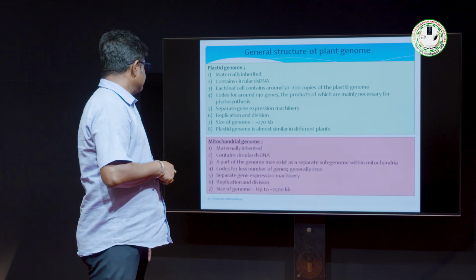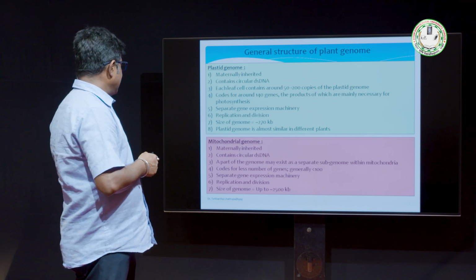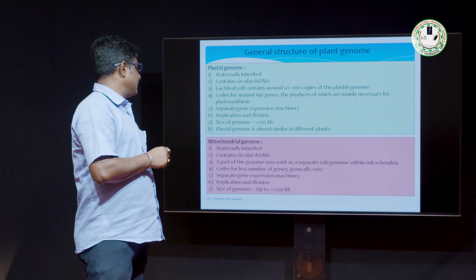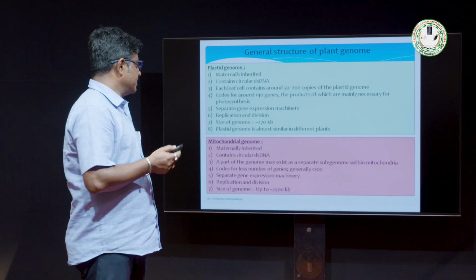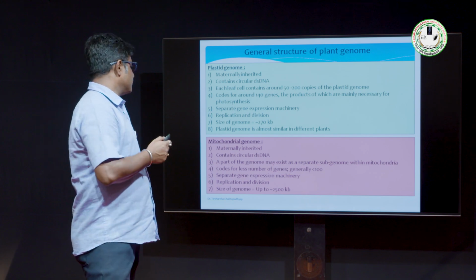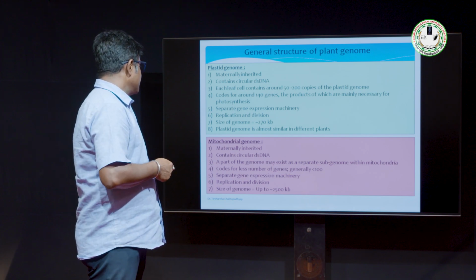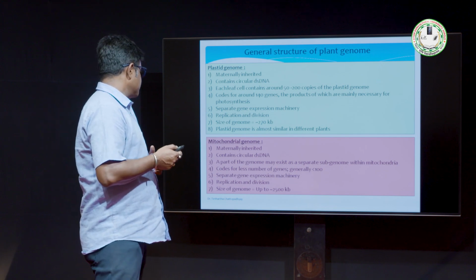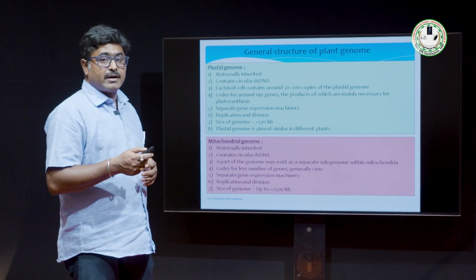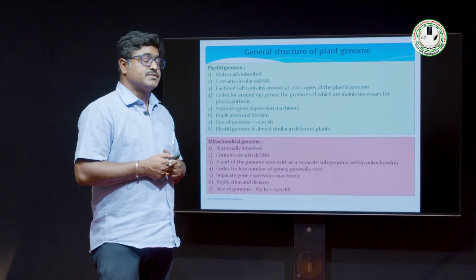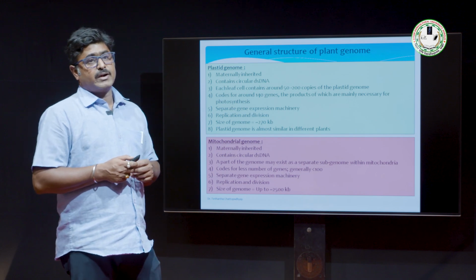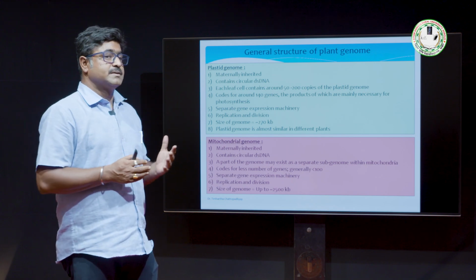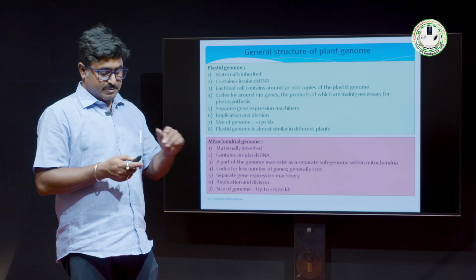Now if we look at the mitochondrial genome, you will find that it is also maternally inherited. It contains circular double-stranded DNA. A part of the genome may exist as a separate subgenome within mitochondria, and it codes for fewer genes, generally less than 100 genes. A separate gene expression machinery is there. It also has its own replication and division, and the size of the genome is quite bigger than the plastid genome, around 2500 kb. So whenever we talk about any character and its phenotypic expression, that is basically an interplay between the genes present in the nuclear genome, the plastid genome and the mitochondrial genome.